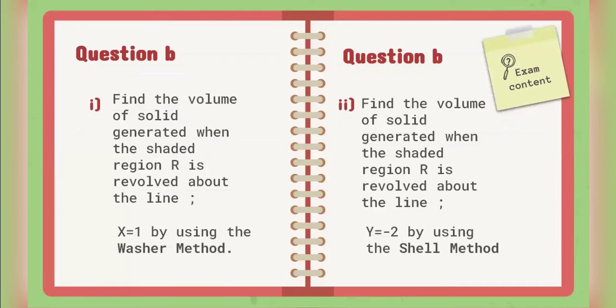Question B1. Find the volume of the solid generated when the shaded region R is revolved about the line x equal to 1 by using the washer method. Question B2. Find the volume of the solid generated when the shaded region R is revolved about the line y equal to -2 by using the shell method.